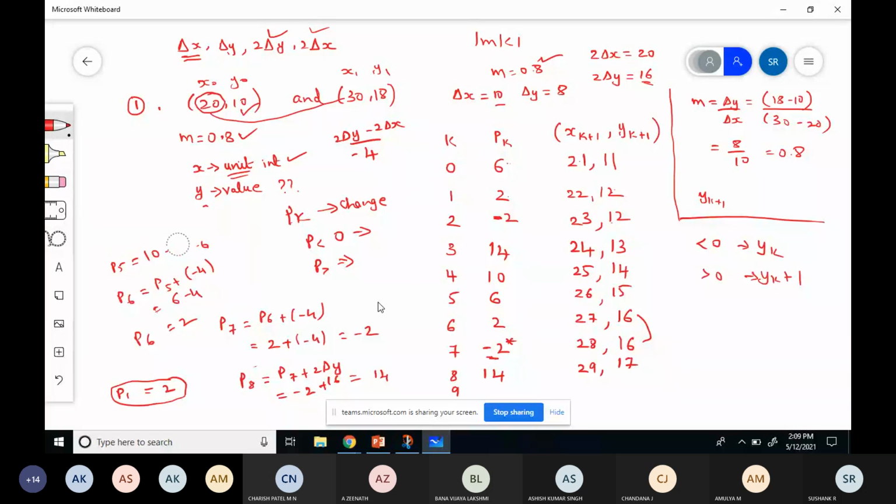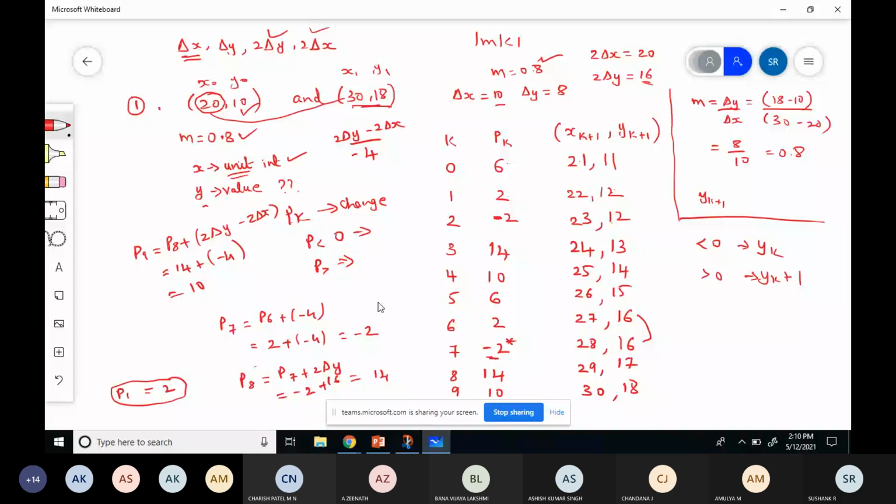Again calculate p9. p9 is equal to p8 plus the difference formula. Now it is greater than 0, the first formula, delta y minus delta x. So what is p8? 14 plus the difference we have already calculated, minus 14. So it will be 10. If it is 10, then 29 will become 30 and 17 will become 18. So that is the end of the end points.